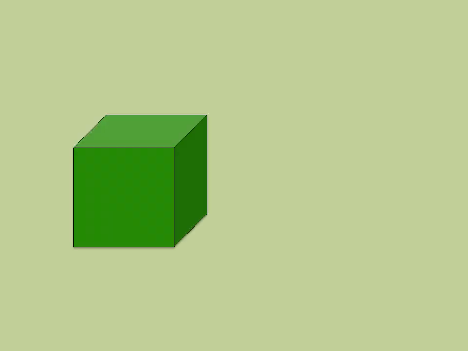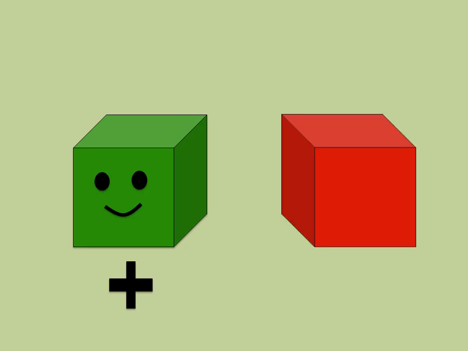For these reasons, let's use the green blocks to represent positives. This block is happy and has a very positive attitude. Let's use this red block to represent negative. This block is grumpy and full of negativity.